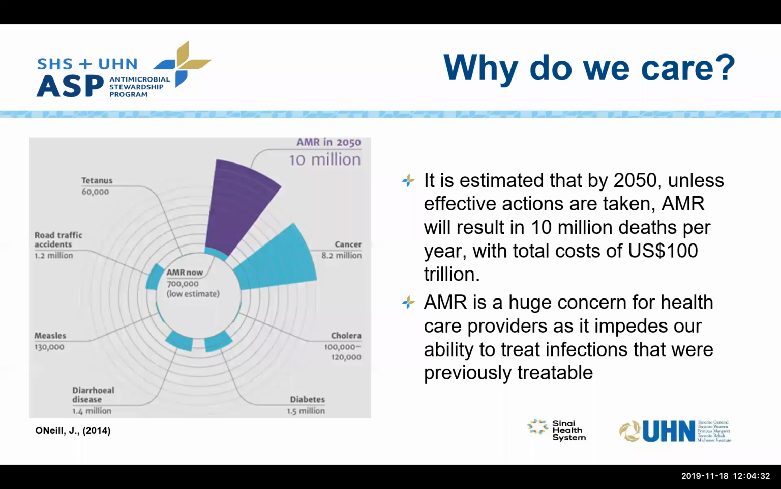Obviously, AMR is a huge concern for healthcare providers, not because of the cost, but because it impedes our ability to treat infections that were previously treatable, therefore posing a threat to advances of the modern medicine that we know now. I just provided some statistics about the world, but what about Canada? How does this relate to Canada, and what is the impact of AMR in Canada?